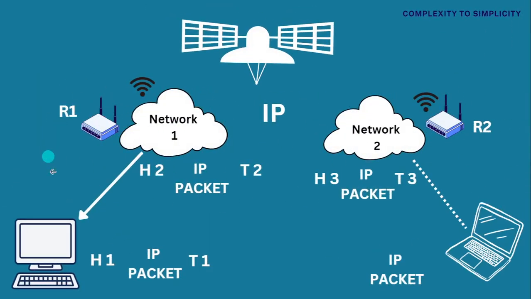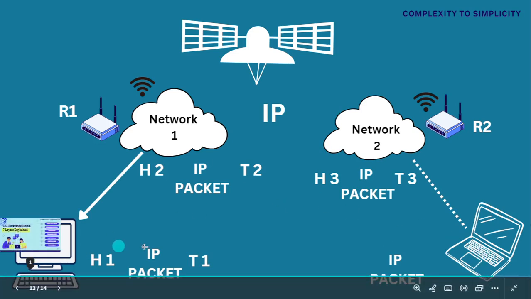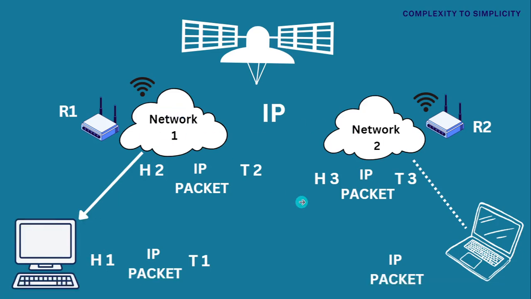Consider, friends, we have two different hosts. On one side we have a desktop and on the other side we have a laptop, right? And they both need to communicate. As the laptop and desktop are connected to different networks, here it is connected to network 2, here it is connected to network 1, they will be using a network layer protocol, IP for example, in this case.